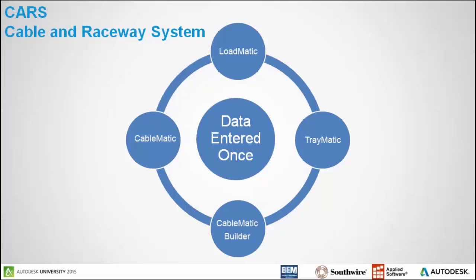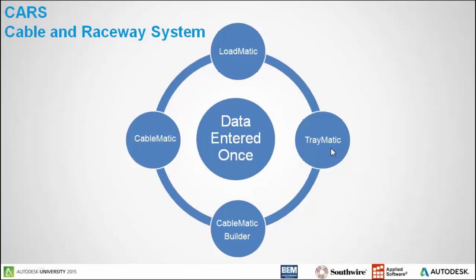The basic principle of the CARS software is we will enter the data once in any of the modules, and then that data will be shared across all of the modules. At the top of our little circle here is LoadMatic. That is the module that will do our load center design. It will create our load list, one-line diagrams, control schematics, and it will then feed the information into Cablematic so that we can build our cable schedule.